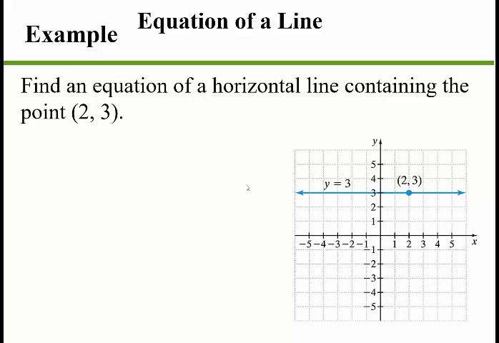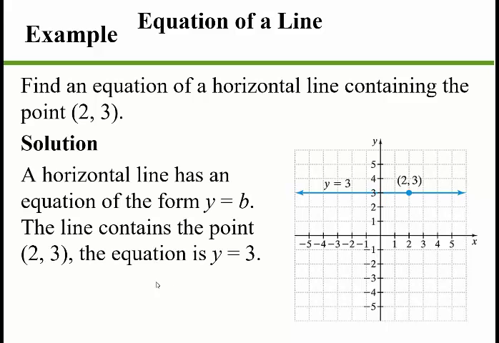All right, let's find the equation of a horizontal line containing the point 2, 3. Well, remember, the equation of a horizontal line is y is equal to c, and that's where it crosses the y-axis. It looks like it crosses the y-axis at 3. So a horizontal line has the equation of the form y is equal to c or y is equal to b. The line contains the point 2, 3.